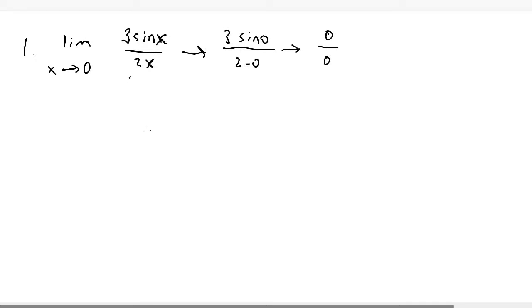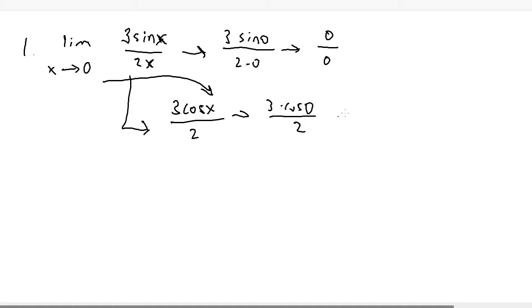So in order to do that, I'm going to derive the top and derive the bottom. So the derivative of 3 sine x is just 3 cosine x, because the derivative of sine is cosine and 3 is a constant, and the derivative of 2x is just 2. So now what I can do is plug in 0 for x, and I get 3 times cosine of 0 over 2. Cosine of 0 is 1, and 3 times 1 is 3 over 2, which is our final answer.